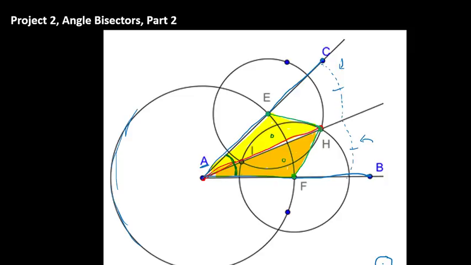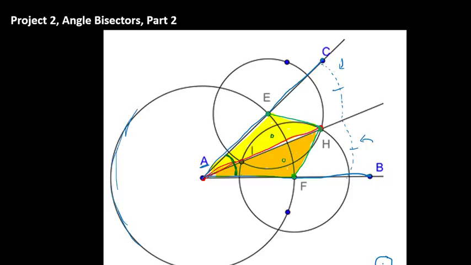So think about the explanation that I went through. We drew line segments EH and FH. We kind of talked through why the triangles were congruent and all that good stuff. So why did it matter that I drew this circle that way?